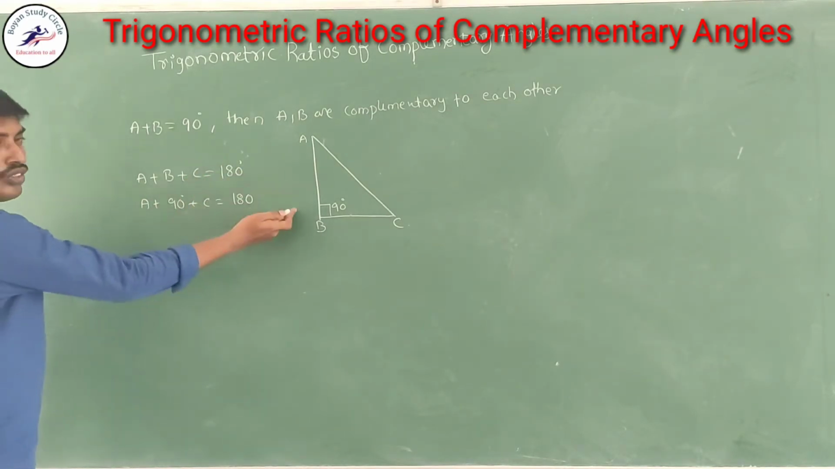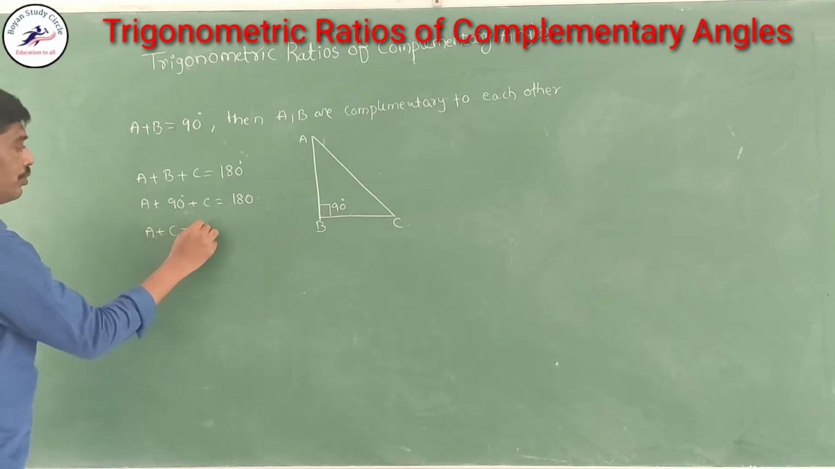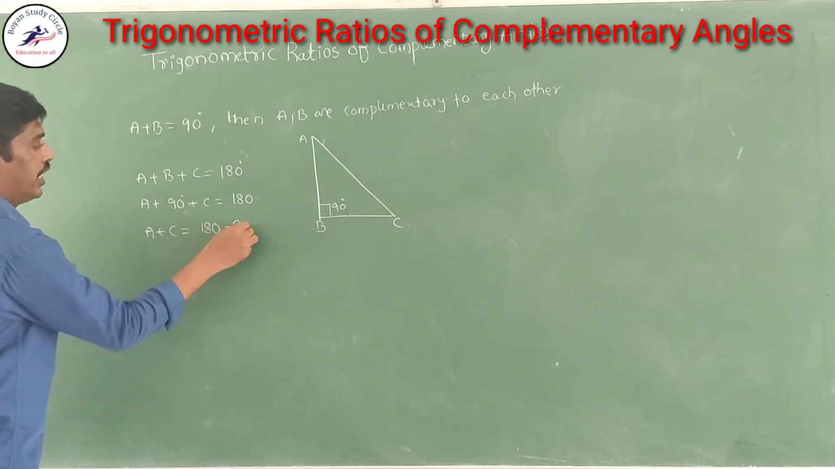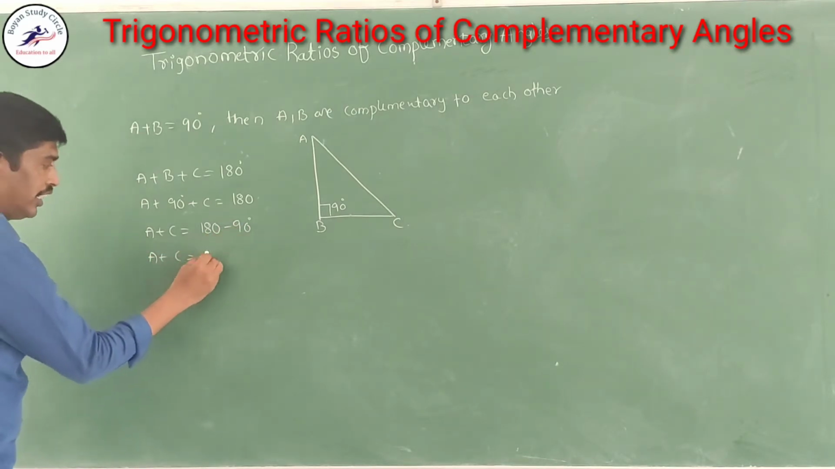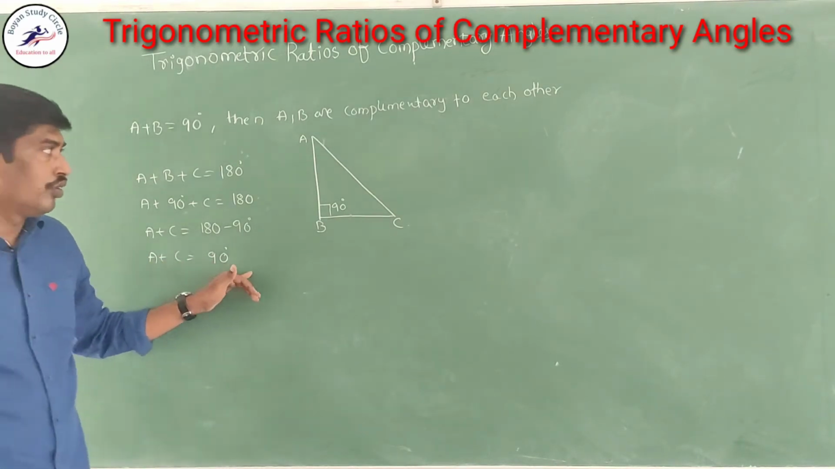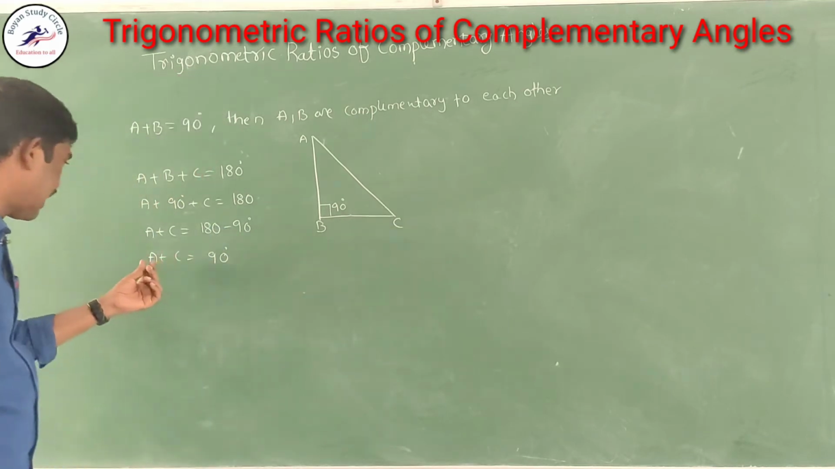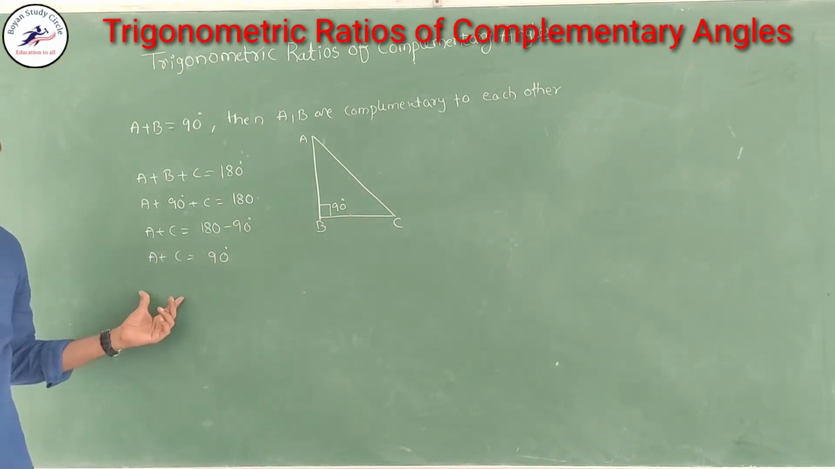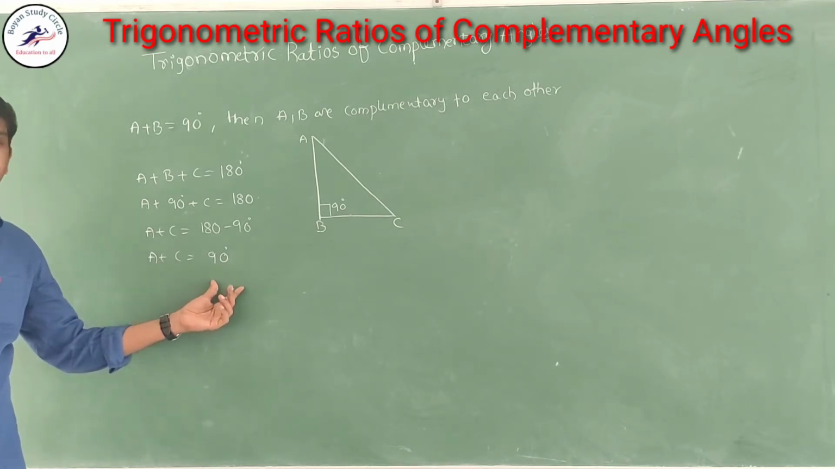So, this 90 goes to the other side, that becomes minus. So, A plus C is equal to 180 degrees minus 90 degrees, that is equal to 90 degrees. So, the sum of these two angles is equal to 90 degrees. So, here A and C are both complementary to each other.